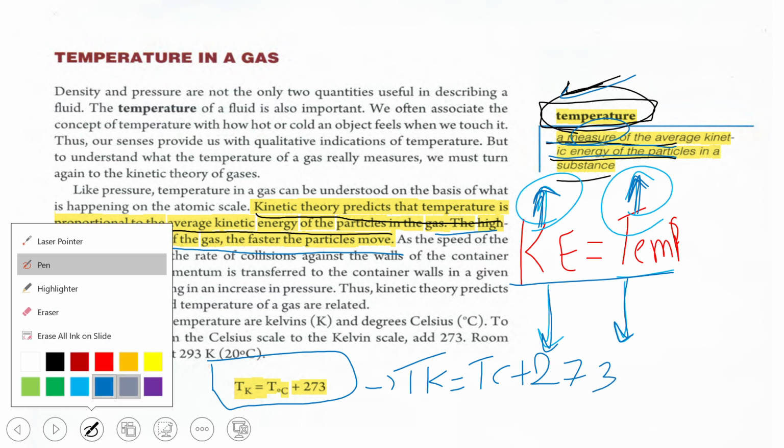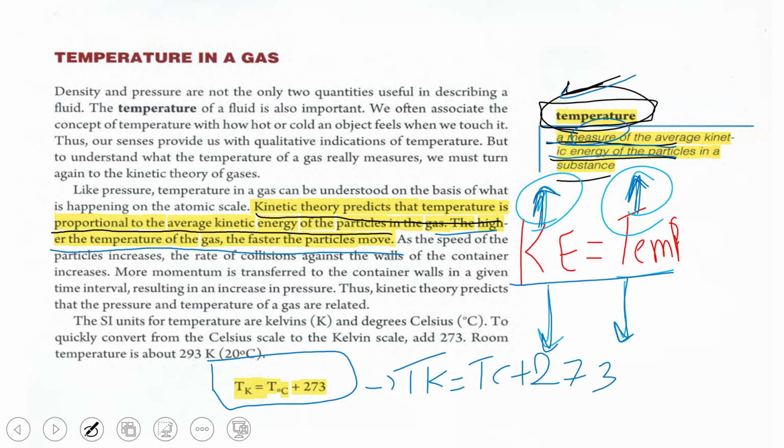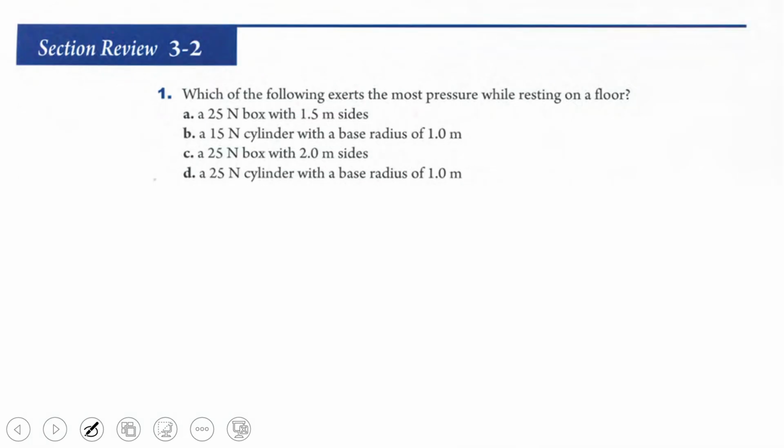For example, in the exam, I'm going to give you a temperature, for example, 20 Celsius. Convert this 20 Celsius to Kelvin. How? Only put this 20 Celsius value in here and add this number 273. You can get the answer. So this rule is important too.